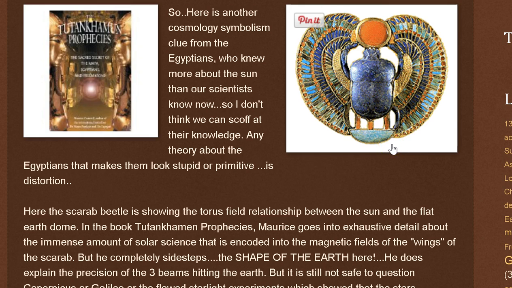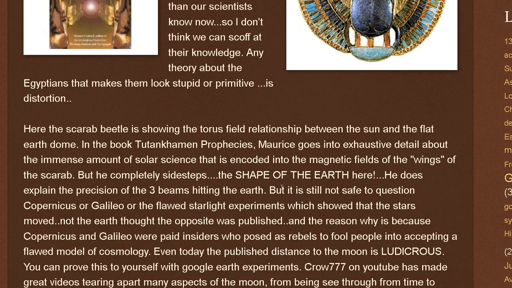So here is another cosmology symbolism clue from the Egyptians, who knew more about the sun than our scientists know now, so I don't think we can scoff at their knowledge. Any theory about the Egyptians that makes them look stupid or primitive is distortion. Here the scarab beetle is showing the torus field relationship between the sun and the flat Earth dome. In the book Tutankhamun Prophecies, Maurice goes into exhaustive detail about the immense amount of solar science that is encoded into the magnetic fields of the wings of the scarab. But he completely sidesteps the shape of the Earth here. He does explain the precision of the three beams hitting the Earth.